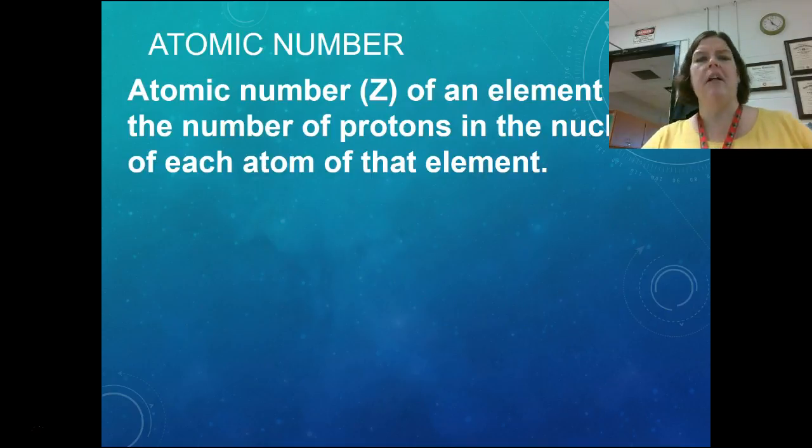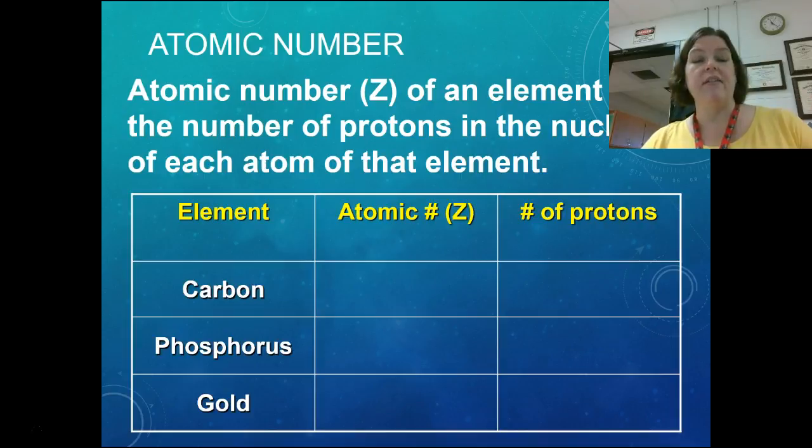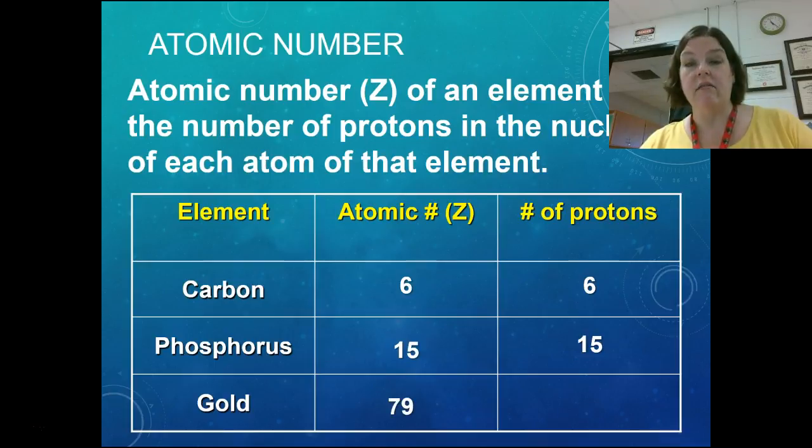The atomic number of an element is the number of protons. We've said that multiple times now. So if I have this table and I know the atomic number of carbon is 6, I know the number of protons of carbon is 6. Phosphorus atomic number? Yeah, it's 15. So the number of protons is 15. Gold? Well, gold's atomic number? Yeah, Au 79. So the number of protons is 79.